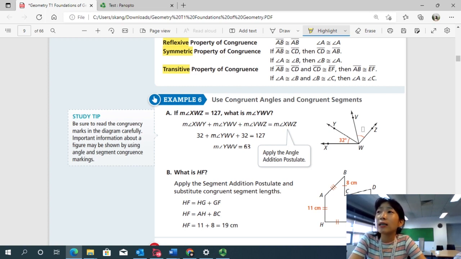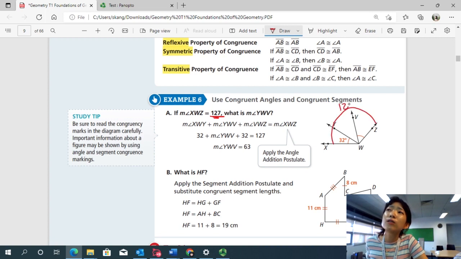I'm not sure why the 127 is not shown. Oh, it's here. So XWZ, the whole thing, is 127. What is YWV? But what do you think is missing? Aren't we missing the angle here? In order to get the angle here in the middle, we're supposed to subtract these two angles, but this angle is not given. How do you figure it out?